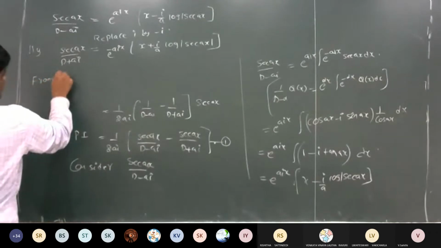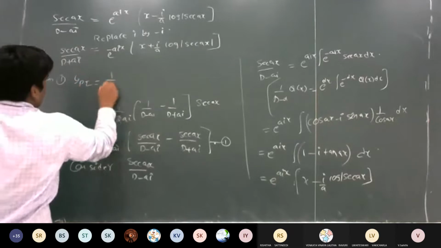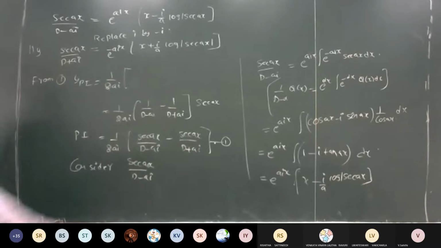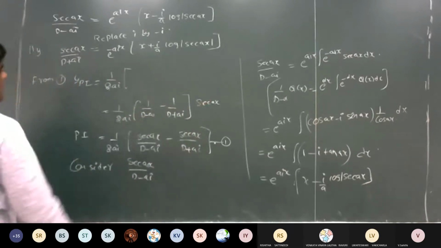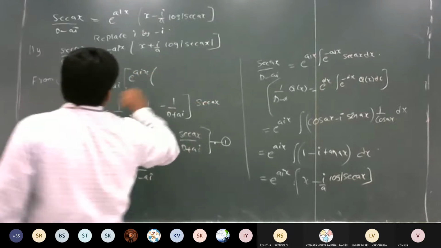So the particular integral is equal to 1 by 2ai, and 1 by (D − ai) into sec ax is nothing but e^(aix) times the above. Are you following or not?